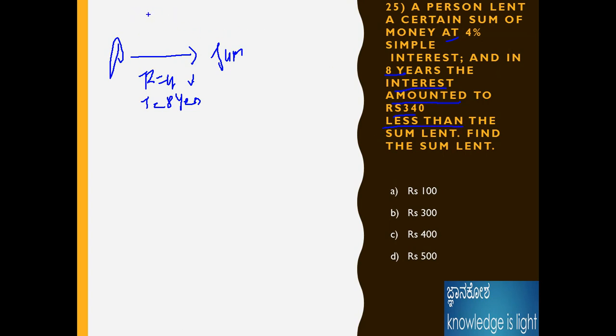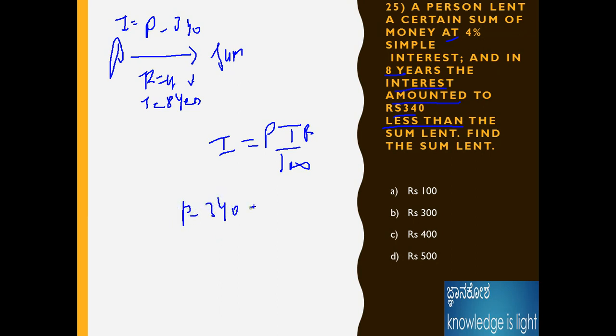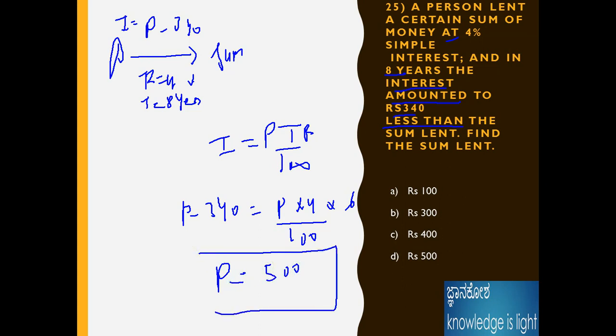That means I is equal to P minus 340, isn't it? Then we already know the formula I is equal to PTR over 100. So P minus 340 is equal to P into 4 into 8 divided by 100, and solving the equation we get P is equal to 500. Or else use the formula.